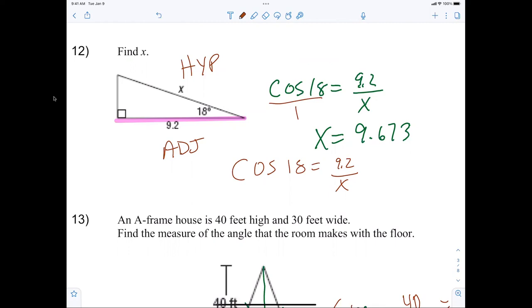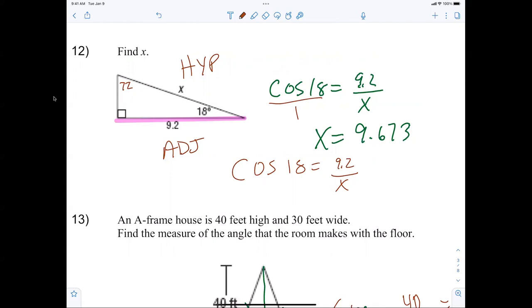Yes, sir, good for you. I used sine, but I got the same answer. Then you must have chosen this to be 72 degrees over here. Oh yeah. Yep. Doesn't matter how you set it up. As long as you set it up correctly, you'll get the same answer. All right.